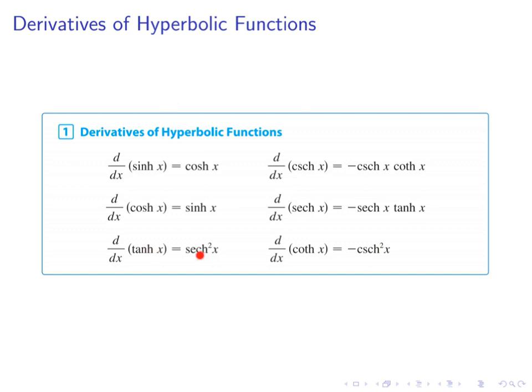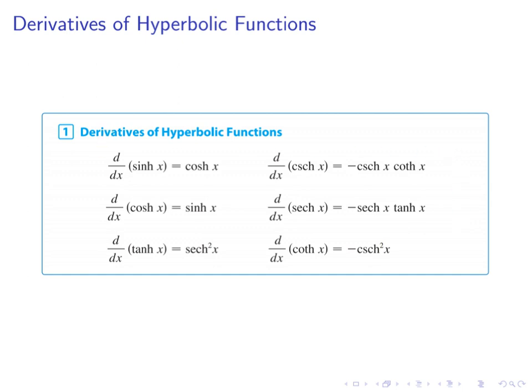Take the derivative of tanh, you get the square of hyperbolic secant. The derivative of hyperbolic cosecant is negative hyperbolic cosecant times hyperbolic cotangent. The derivative of hyperbolic secant has a negative sign too; that one's different as well. The derivative of hyperbolic secant is negative hyperbolic secant times tanh. For trig, there'd be no negative sign here: the derivative of secant is just secant tangent. And the derivative of hyperbolic cotangent is negative hyperbolic cosecant squared.